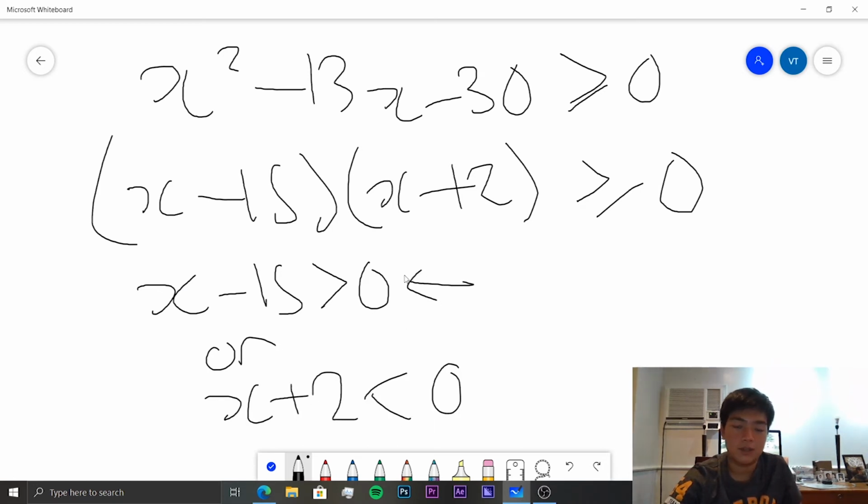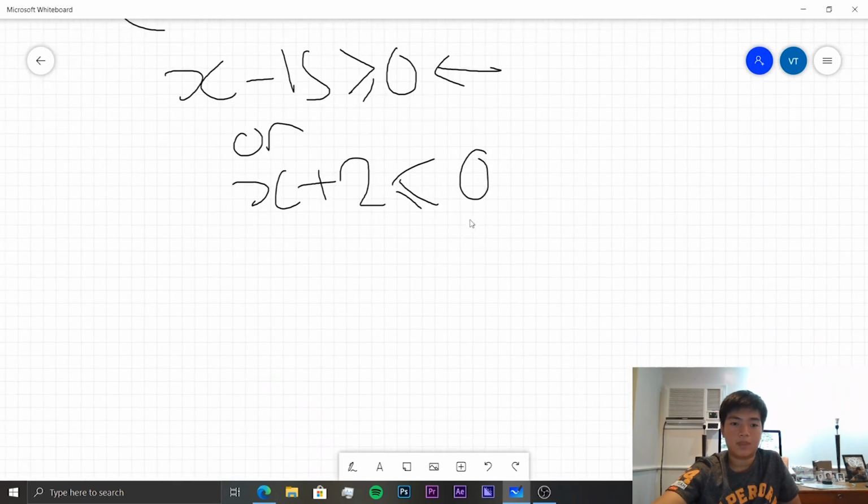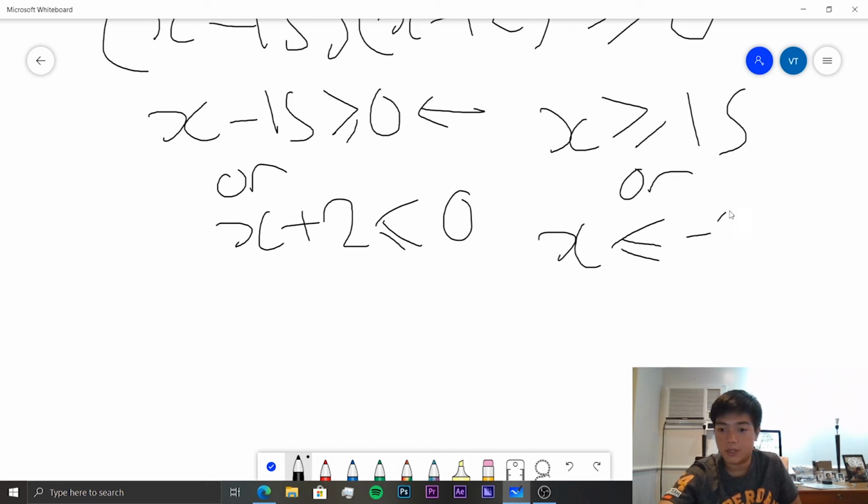If x minus 15 is greater than 0, then it follows that x plus 2 would be greater than 0. Since both values are positive, when we multiply them together the result will be positive as well. However, if x plus 2 is less than 0, it also follows that x minus 15 would be less than 0, or less than or equal to 0, I should say. Therefore both values are negative, and negative times negative will be positive. So our two values would be x is greater than or equal to 15, or x is less than or equal to negative 2. Pretty simple.